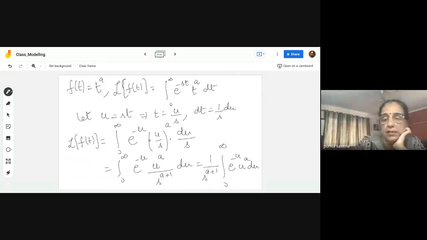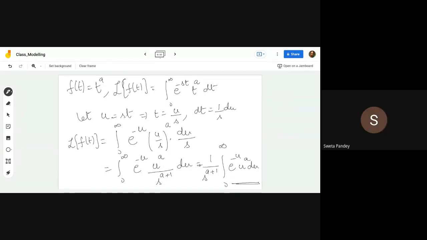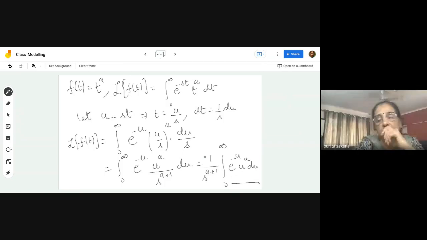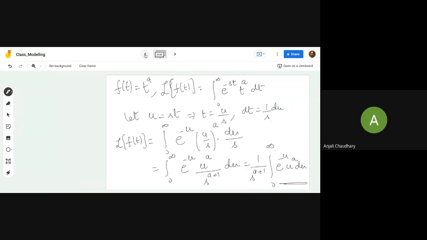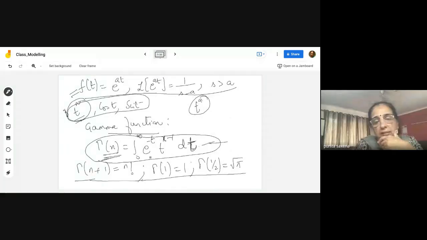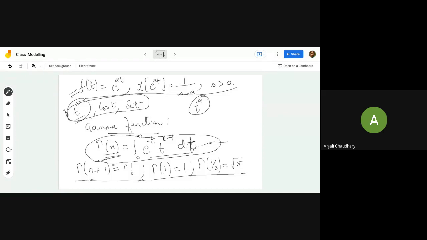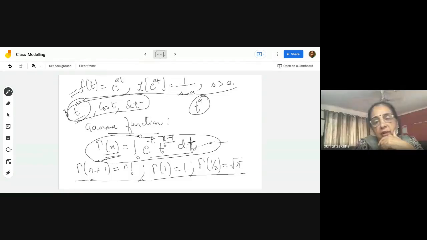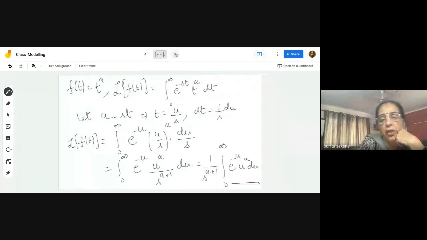You compare this integral with the gamma function. Plus 1, plus 1 of what? It is a gamma function of what? U. What is the gamma function of x? When you have t to the power x minus 1 and e to the power minus t. Now what do you have? E to the power minus u. So your t is same as u.